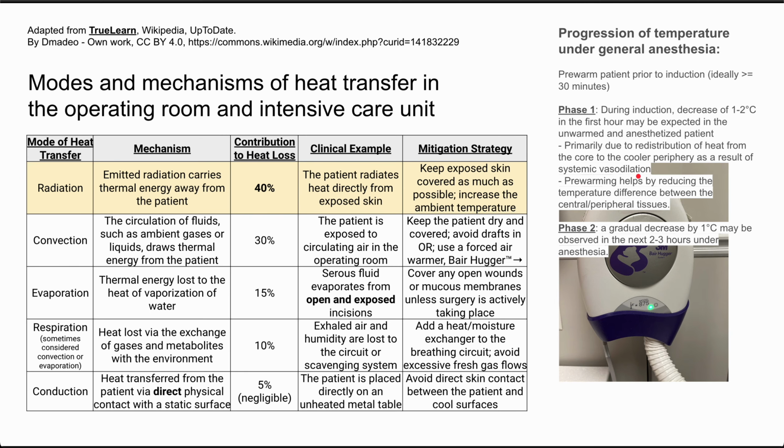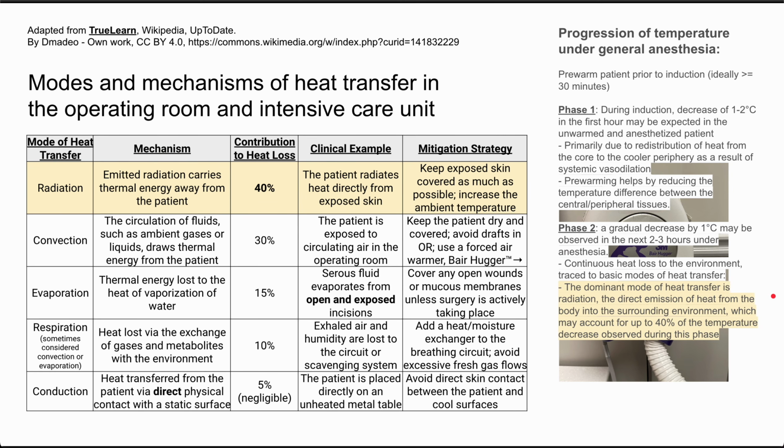Phase 2 is a gradual decrease by about 1 degree centigrade in the next 2 to 3 hours under anesthesia. This is continuous heat loss to the environment, and this is traced to the basic modes of heat transfer that we just discussed here. The dominant mode, as we said, is radiation, which is the direct emission of heat from the body to the surrounding environment, which, as we said, can account for up to 40% of temperature decrease during phase 2.